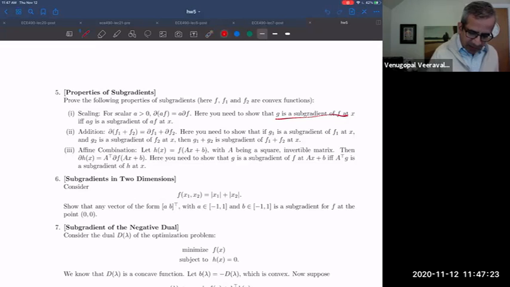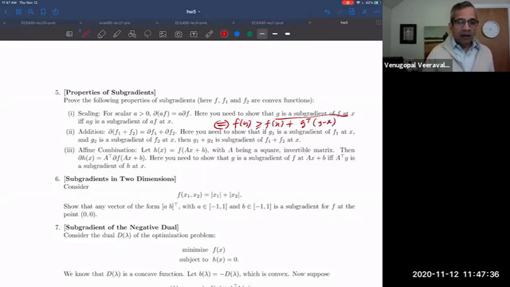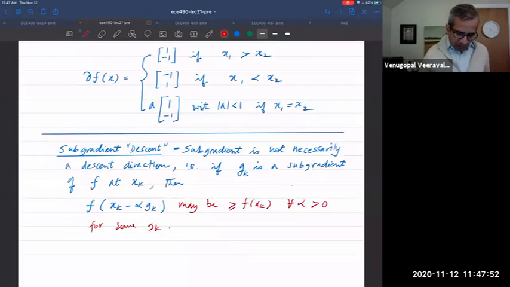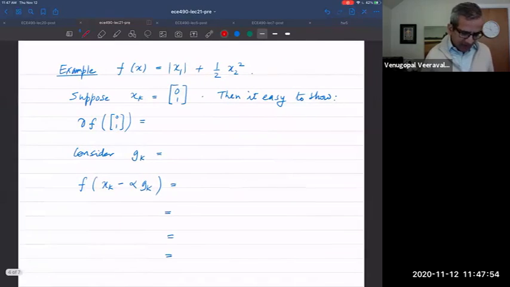this statement holds: f of y is bigger than f of x plus G transpose (y minus x). So from there you can proceed with if and only if throughout. Definitions are always if and only if statements. Okay, so let's get to this example.